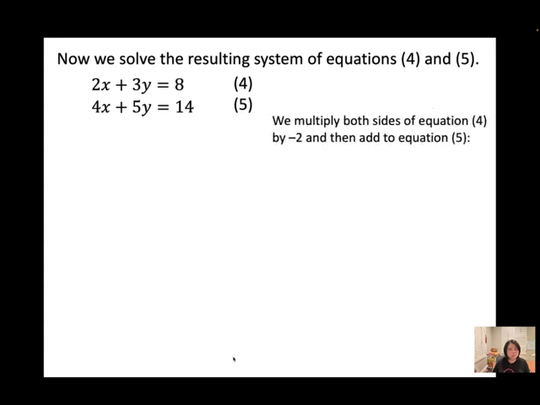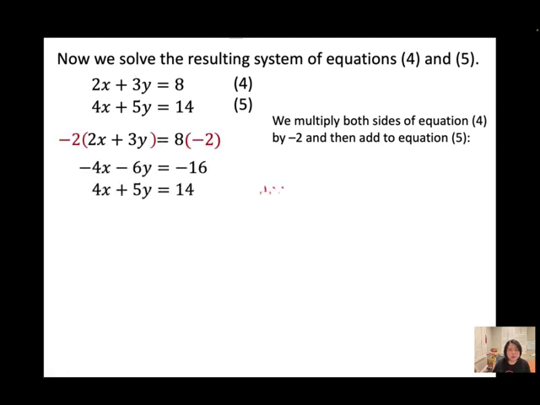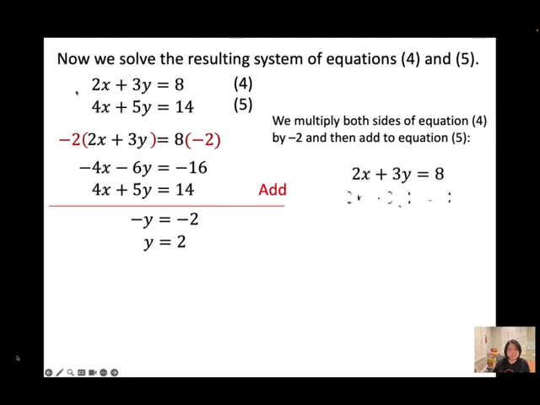We're going to multiply both sides of equation 4 by -2. So you're going to get this, and then we could add it up with equation 5. You should get -y equal to -2, which means y equal to 2. Once you find y, you could put it back into either one of the equations to find x. Simplify it, and you're going to get x equal to 1. So x equal to 1, y equal to 2.